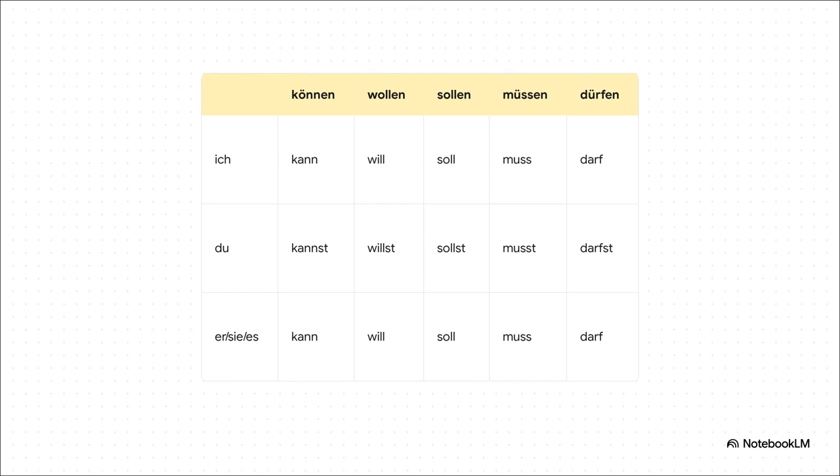Now, looking at this chart, you can really see that pattern. Just look. That top row for ich is a carbon copy of the third row for er. See it? The other thing to notice is that a lot of them change their vowel sound. Können becomes kann. Müssen becomes muss. Spot those 2 patterns, and you've basically got it.